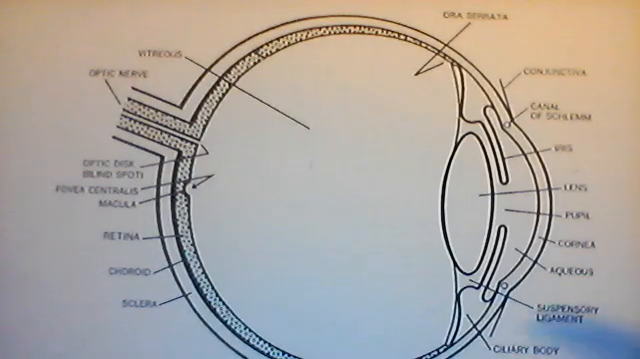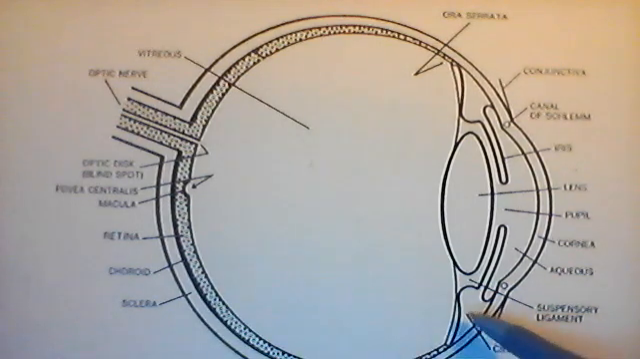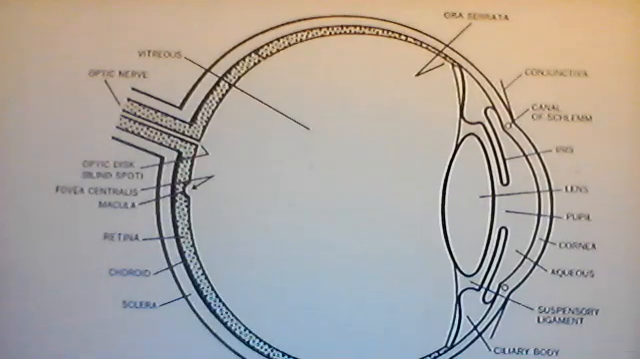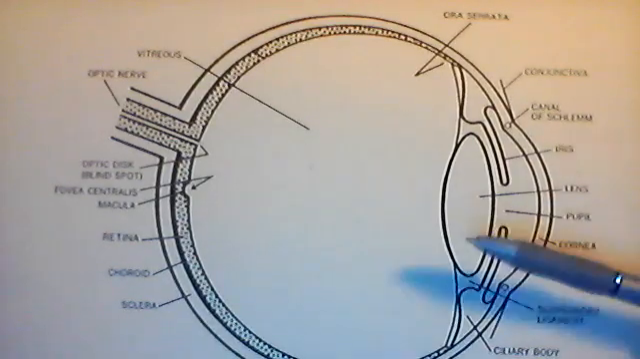Ciliary body is, where did it go? It's really hard to do this backwards. Ciliary body is right in here, and that produces the aqueous, which flows through both the pupil and into the area behind the cornea, which is the anterior segment of the eye.